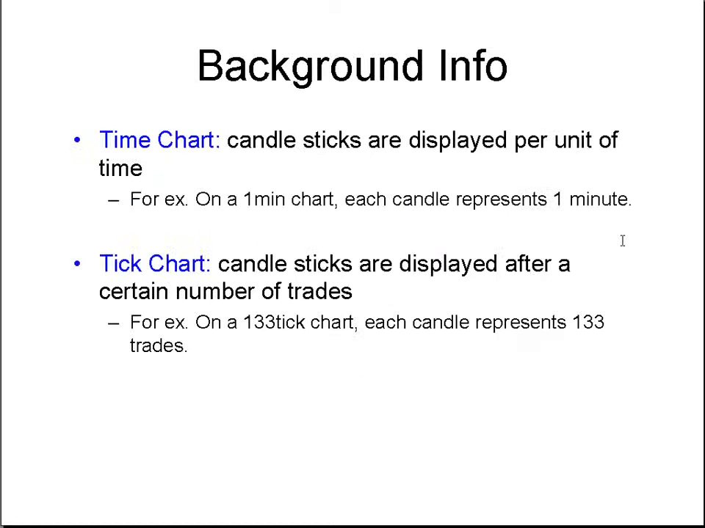Little background info before we start. You need two things for this: a time chart and a tick chart. A time chart is simply just time. Each candle represents the time that you're on. For example, I'm using a 1 minute chart, so each bar is 1 minute, versus a tick chart, which is order flow, so each candle represents a certain number of trades. And what I'll be using is a 133 tick chart, which means each bar represents 133 trades.